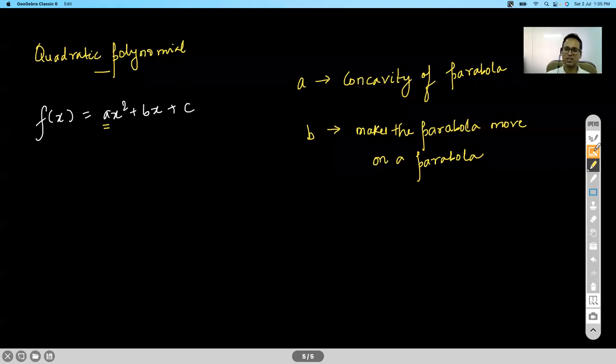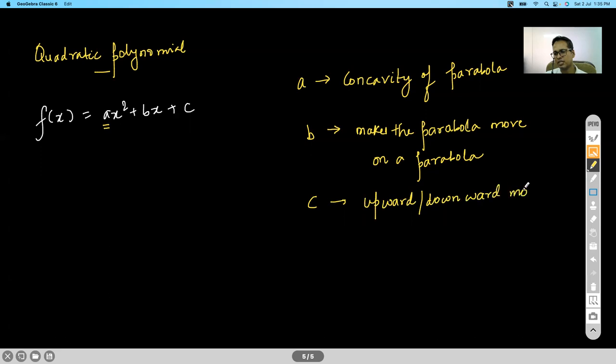Okay. Now, what effect does C have to play? C just makes the parabola move up or down. So it is responsible for the upward or downward movement of the parabola. And please mind your pronunciation. Parabola is basically a word which was coined for the path traced by an object thrown under gravity. So A, B, and C, I hope it is now clear.